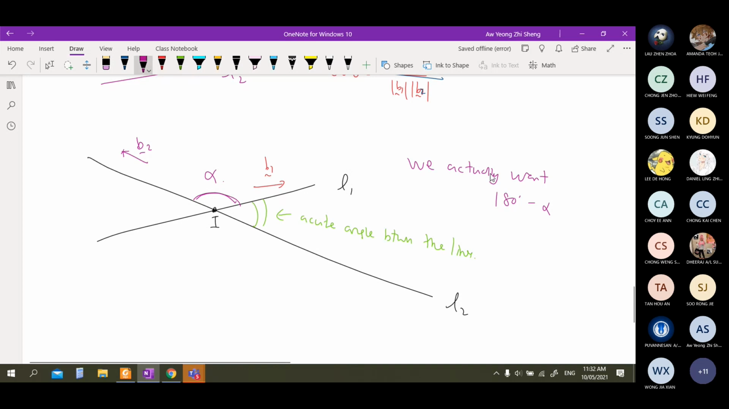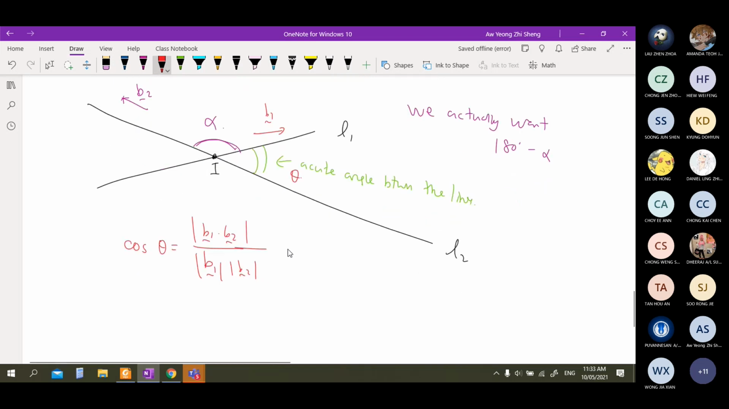And a quick way to get 180 minus alpha is just to use the usual formula. If you call the required angle theta, then you just take cos theta to be b1 dot b2 divided by length of b1, length of b2 with a modulus at the numerator. Then you are going to get theta for sure. If you don't put modulus there, you will get alpha, which is something you don't want. But once you put modulus there, you will get theta for sure.